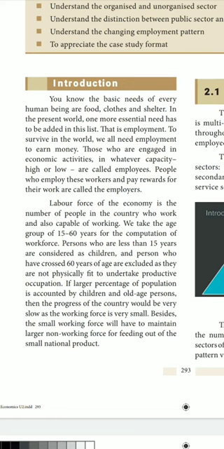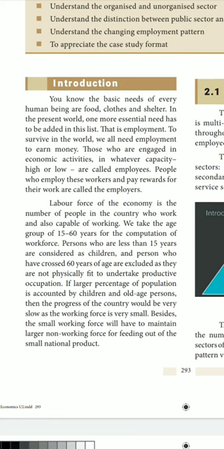There is another question: why are children and old-age persons not considered for computation of the workforce? Those less than 15 years are considered children, and persons who have crossed 60 years of age are excluded as they are not physically fit to undertake productive occupation. If a larger percentage of the population is accounted for by children and old-age persons, then the progress of the country would be very slow, as the working force is very small. For example, if in a country there are more children and more old-age people, the working force will be small, will be less.